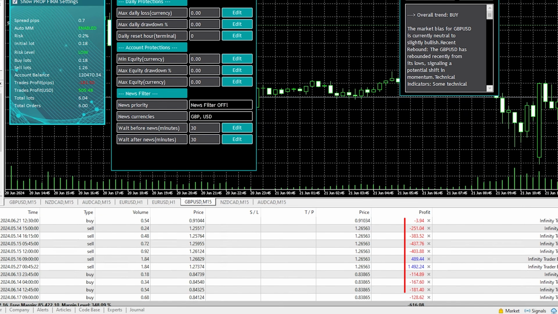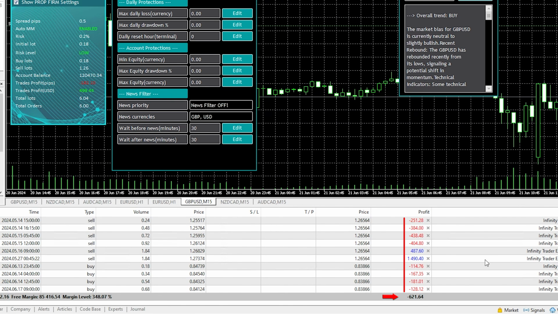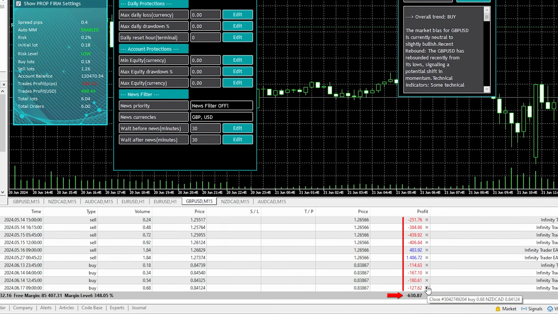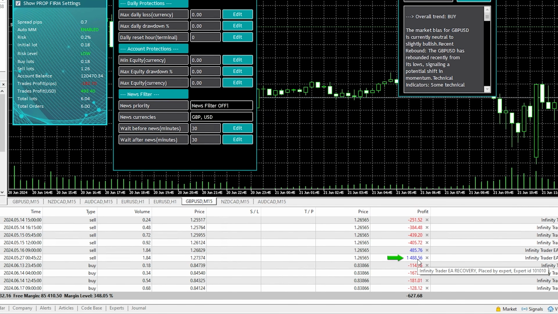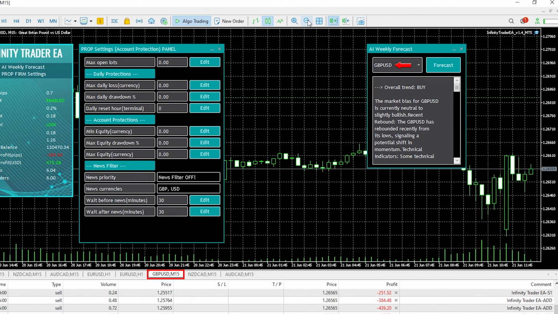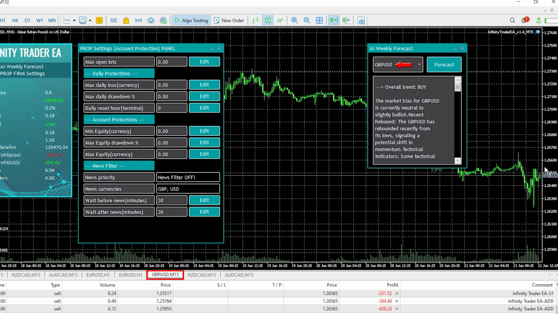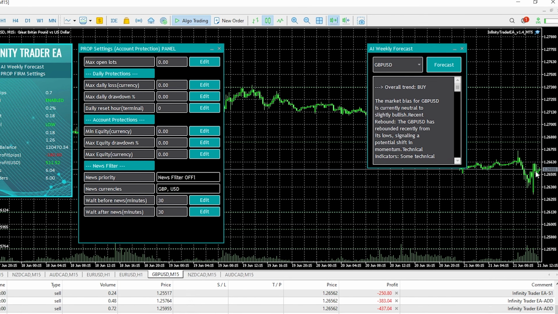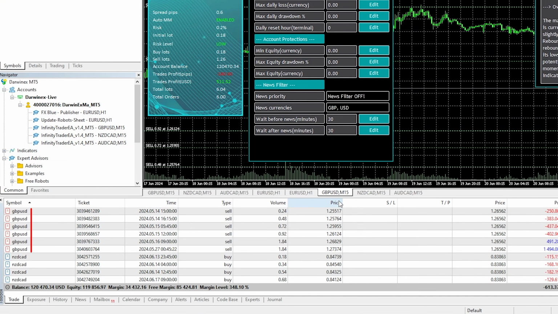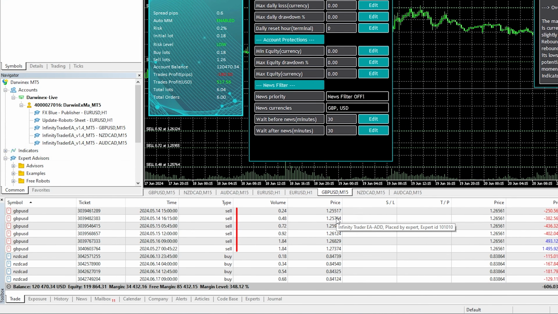If I show you the open trades, you will see that currently I have a floating loss of $622. I have a very profitable open trade with the pound dollar. If I show you that, we will see when exactly it opened. So there are actually a few positions. If you look at the pound dollar, you will see that there are plenty of short trades.